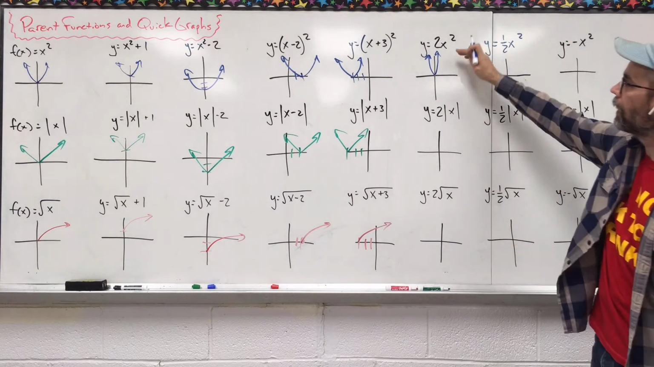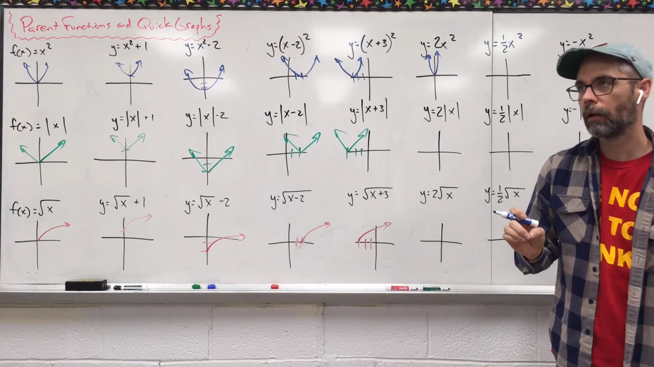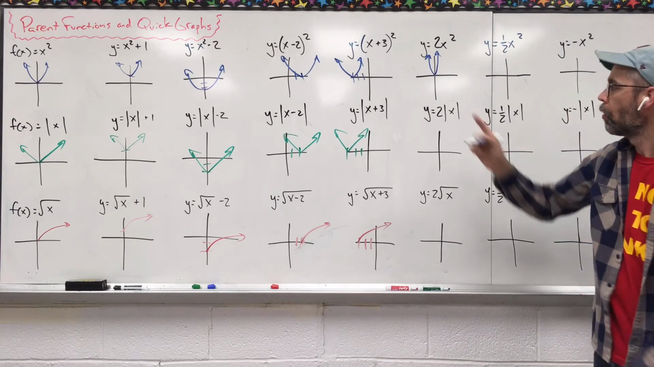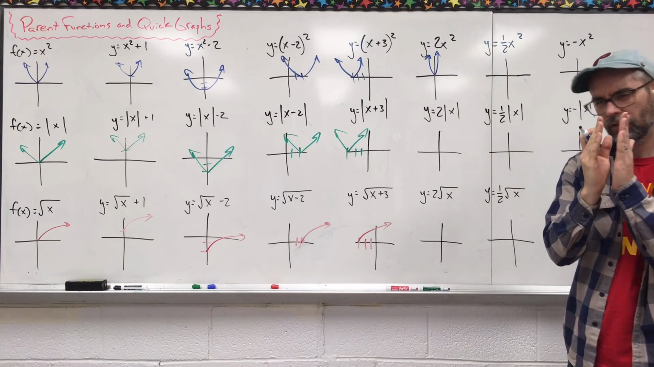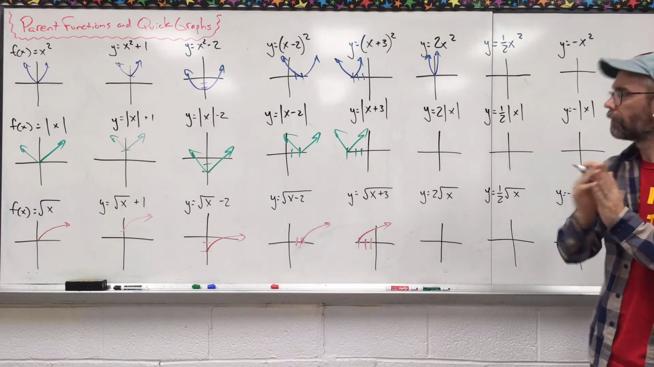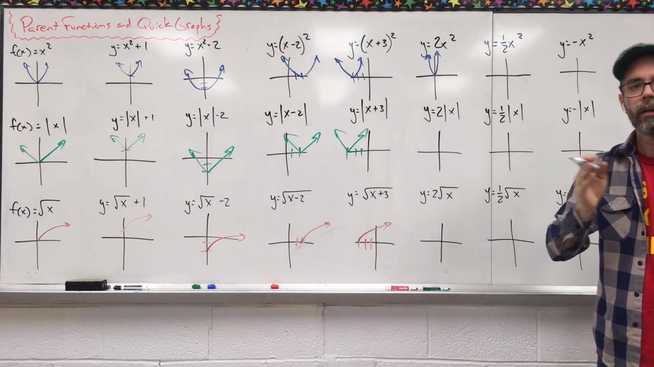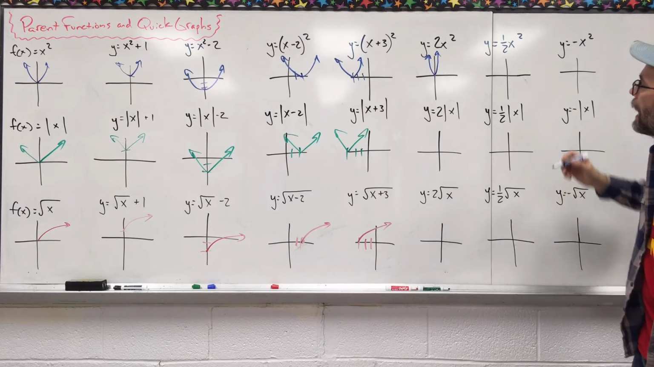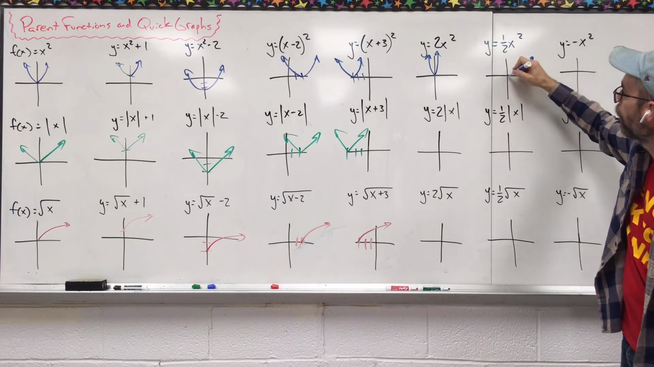Now, having a 2 here, it's really going to get skinnier or thinner when you have a number greater than 1. When this number out front is bigger than 1, it's going to get skinnier and skinnier and skinnier. In the reverse, if you've got a number smaller than 1, and I'm only talking from 0 to 1, forget negatives, just any fraction smaller than 1, if that gets skinnier, this is going to get wider.